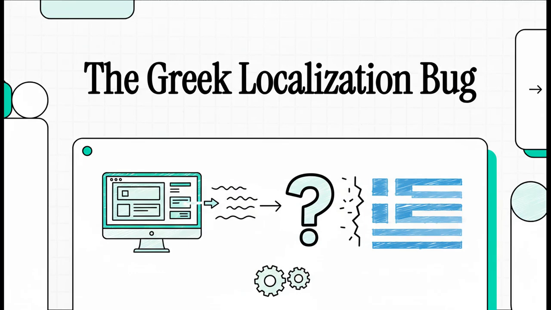You'd think making software work in another language would be simple, right? I mean, you just translate the text. But what happens when that simple translation makes parts of your app just disappear? Well, today we're going to dive into a pretty cool tech detective story about a really mysterious Greek localization bug.